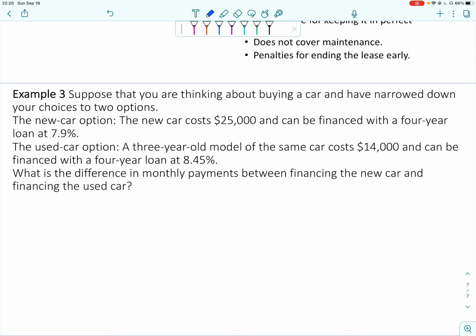So let's look at the new car first. The cost of the new car is $25,000. The interest rate on the new car is 7.9%. Turn that into a decimal. It's going to be monthly payments, and it's going to take you 4 years to pay off this car.